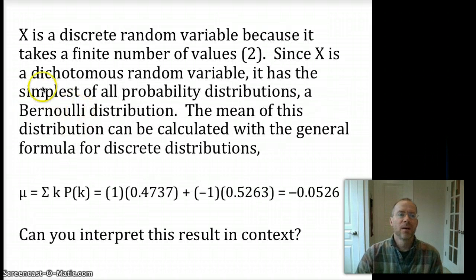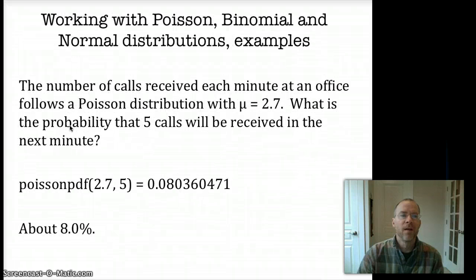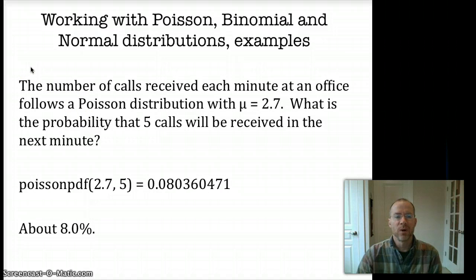But here it says the number of phone calls received each minute at an office follows a Poisson distribution with a mean of 2.7. Very characteristic of a Poisson model here. Something is scattered in time or in space. Phone calls are scattered in time at an average rate of 2.7 per minute. So what's the probability that 5 calls will be received in a random minute, or in the next minute?